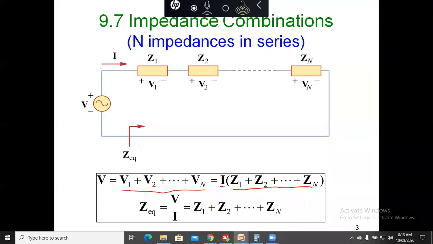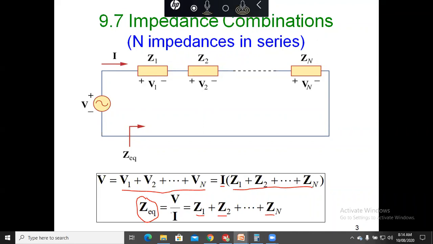So if we want to calculate the overall impedance of the network, it is V over I, which gives us the sum of all impedances in the network. And vice versa, if the voltage is known and we have to calculate the current in the network, we first find the equivalent impedance of the network and divide the phasor voltage by it, and then we get the value of the current.